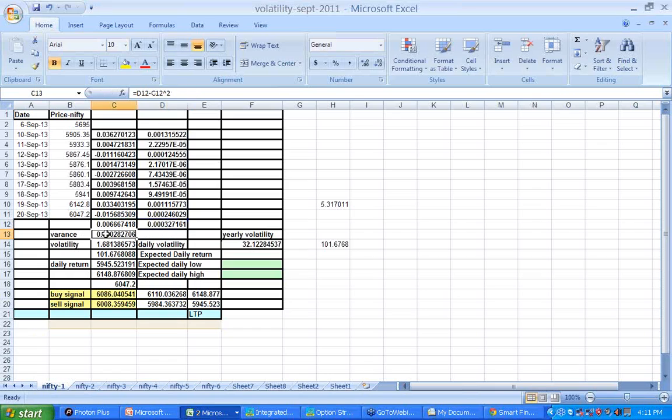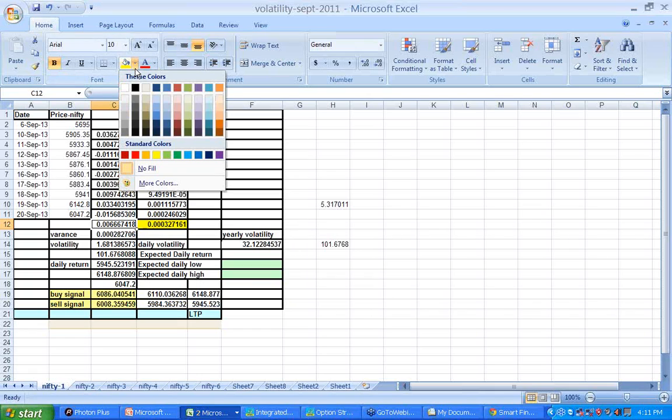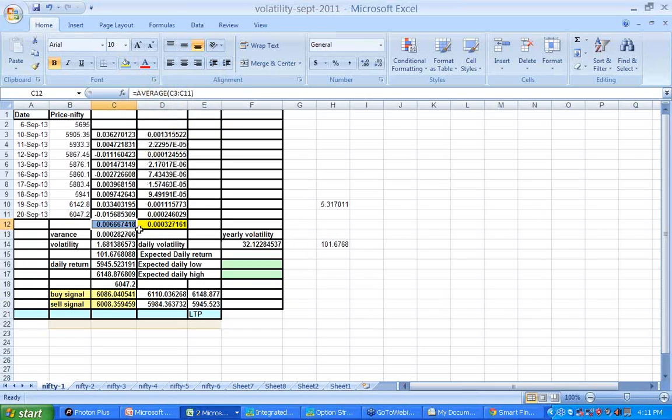Then I need to calculate a factor called variance. For that, whatever ln square I have calculated in this D column, this part, I'll be taking and subtracting from whatever I got in the C part. I'll just color it here. So the average of the D column minus the value in the C column, whole square. So this is what the variance is.